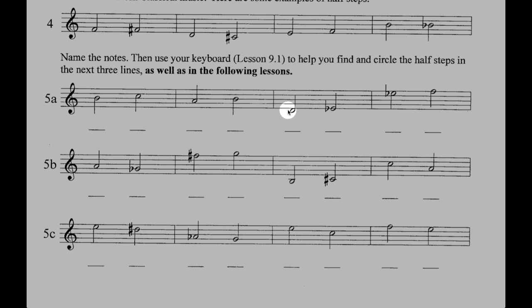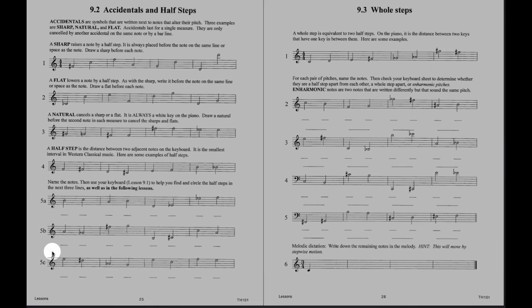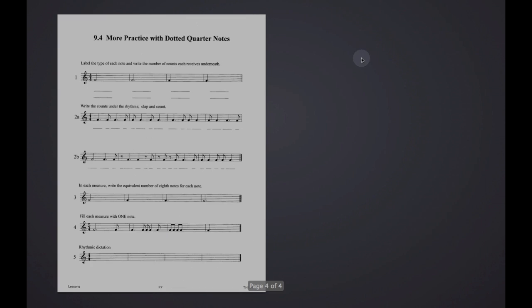D to E flat is a half step, so you'd circle there. E flat to F is not a half step, so you would not circle those notes, just name them. So please follow these instructions for 5A, 5B, and 5C. All right, next, moving on.